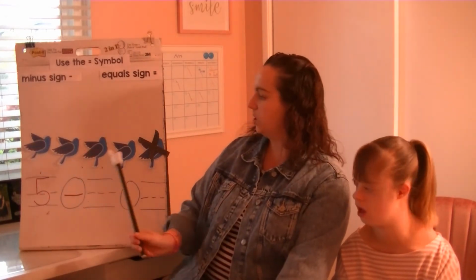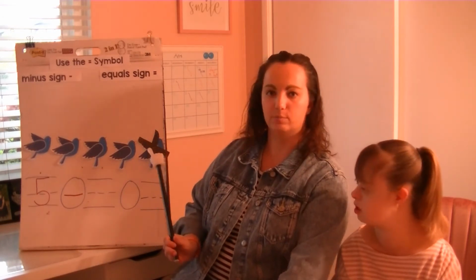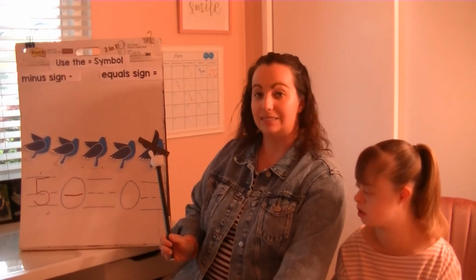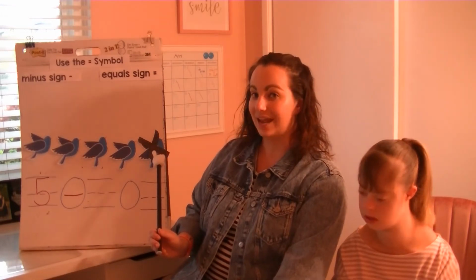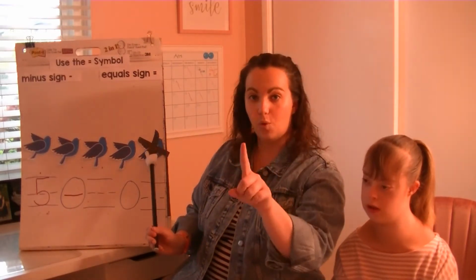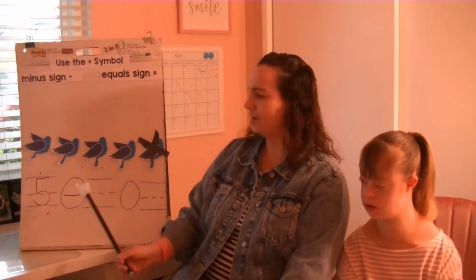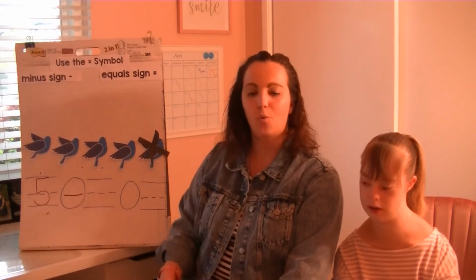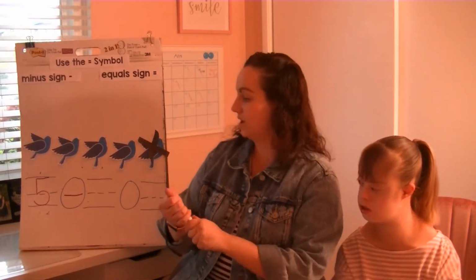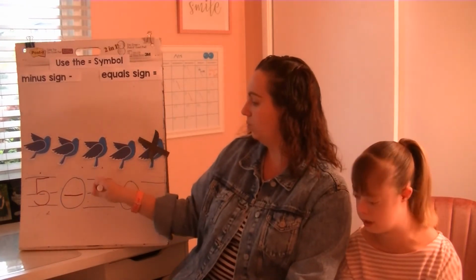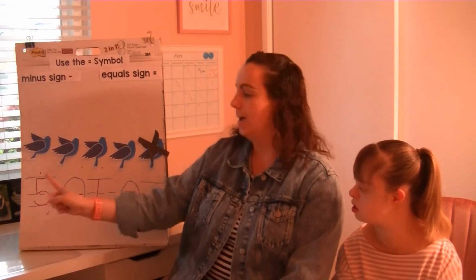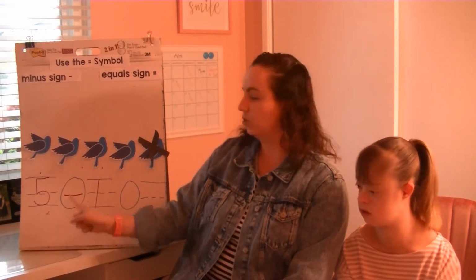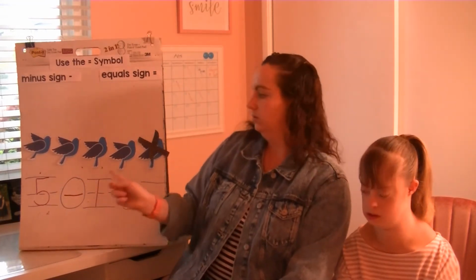Let's look up here and find the bird or birds with an X on it. Let's get ready to count how many. Ready, set, count with me. 1. How many birds are we going to minus? I think 1. 1 bird. So we write 1 over here. 1. Here, we now have 5 minus or take away 1.